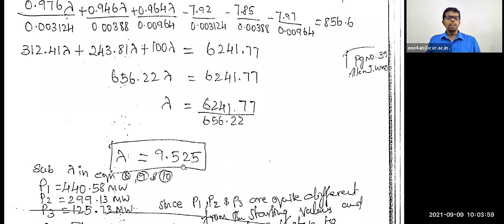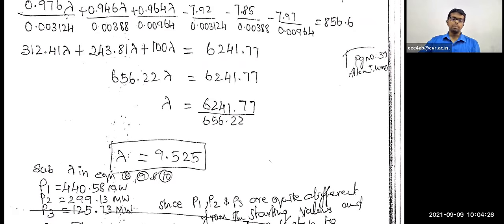So after that, you'll get the power generation from unit 1, that is P1 is equal to 440.58 megawatt. Power generation from unit 2, 299.13 megawatt. Power generation from unit 3, 125.73 megawatt. So these values you will get at the last.